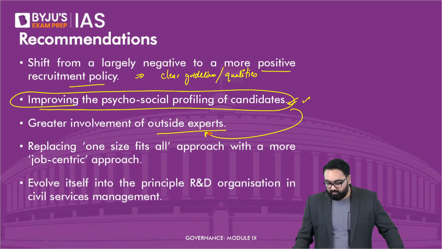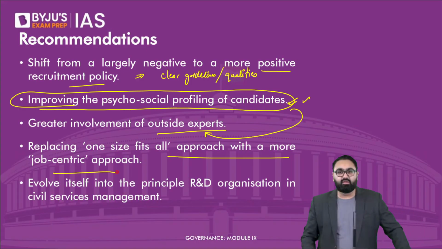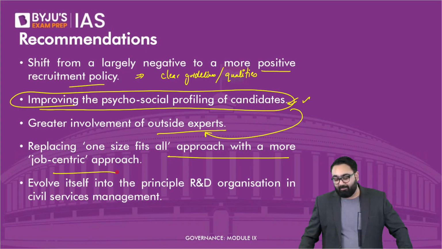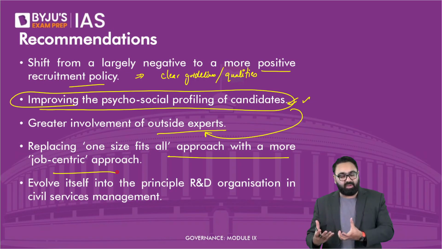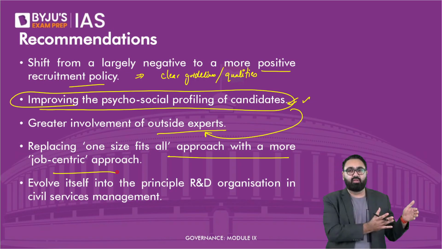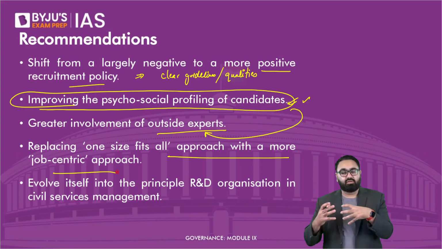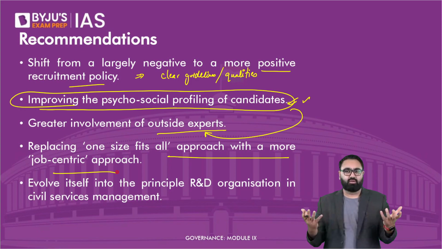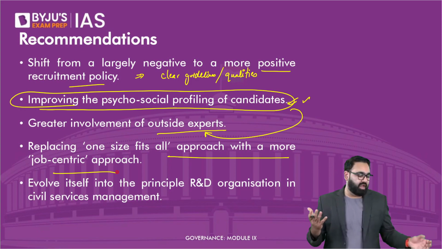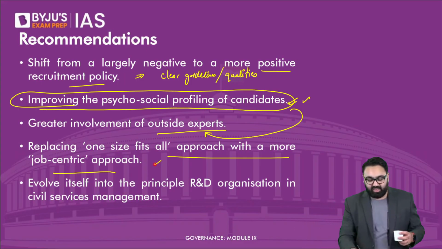Then this one size fits all approach should be changed to a job centric approach. You might not like it, but for example, the suggestion is to have people from accounts and economics backgrounds for the IRS, especially. Let's have people from an NCC or armed forces background come into the IPS because they will be better suited. Not have everyone eligible for every job, because that decreases the efficiency. That is again an approach.